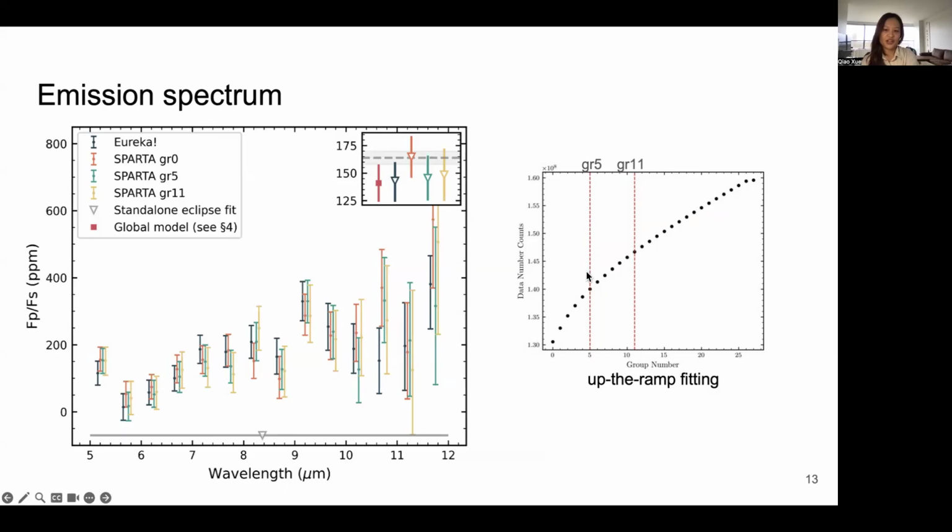JWST data has shown this. And usually if we have enough groups, we just throw away the last group. So we're kind of worried about how this nonlinearity would affect our results. So we did 3 different data reductions, throwing away 0 groups, or the first 5 groups, or the first 11 groups. And they are indicated by different colors on this spectra.